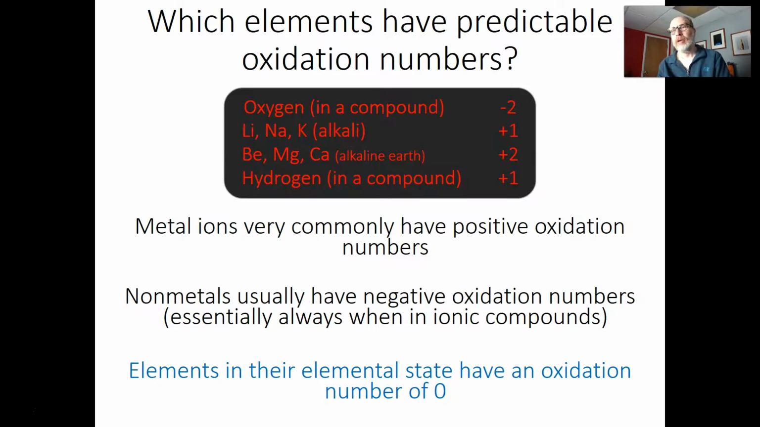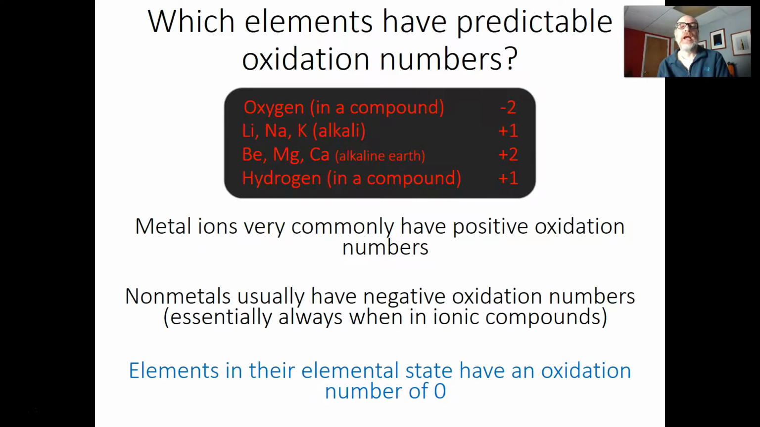We know the alkaline earth metals, beryllium, magnesium, calcium, that whole family. When they're in a compound, they're going to be +2. When hydrogen is in a compound, it's almost always going to be +1. Notice we're talking about these things when they are in a compound. Oxygen, when it's in a compound, is almost always going to be -2.